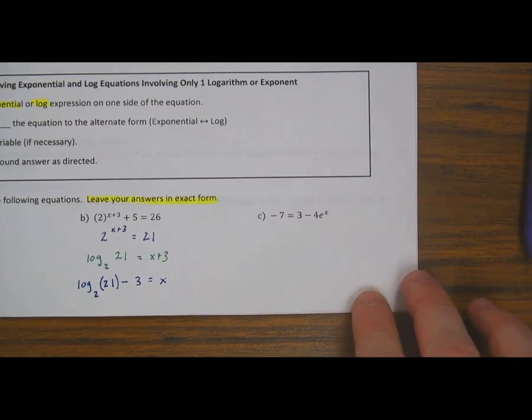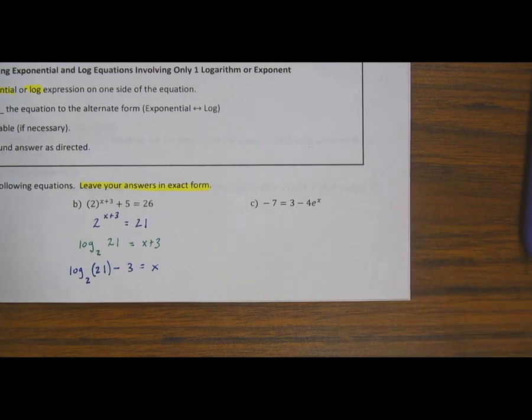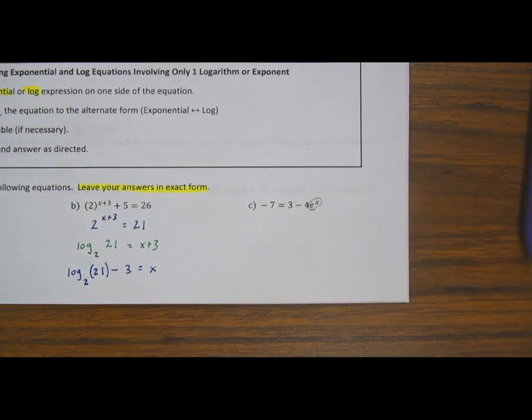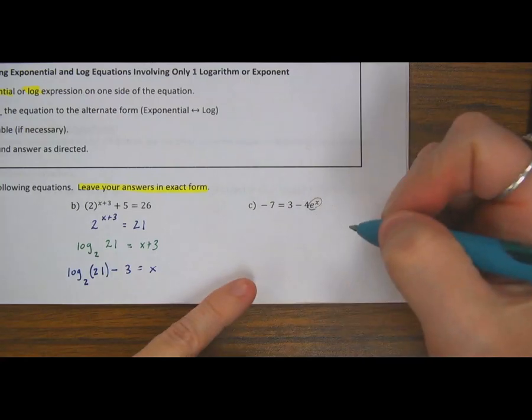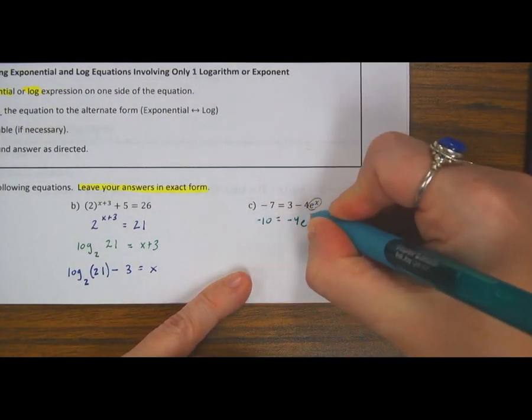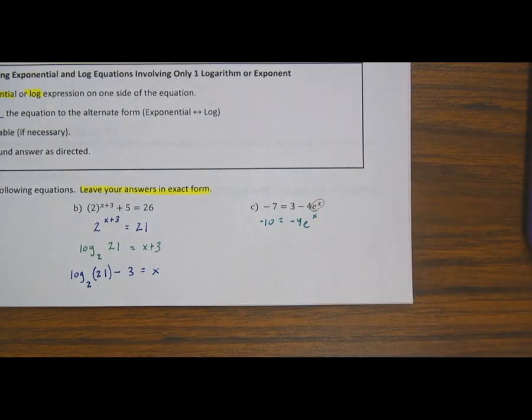C. We have an exponential equation here. We need to get this e to the x power alone. That's what we need to isolate. The base of the exponent needs to be alone. So what I'm going to have to do first, using some algebra skills, is subtract 3 from both sides. So -7 take away 3 is -10, and I have to do that first before I can get rid of the coefficient -4. So we're subtracting 3 from both sides.